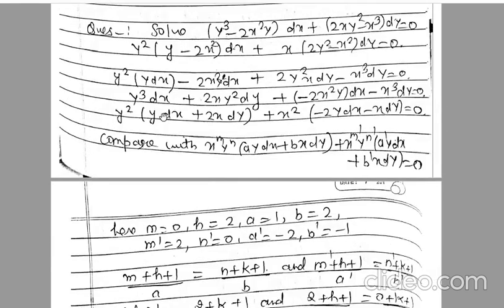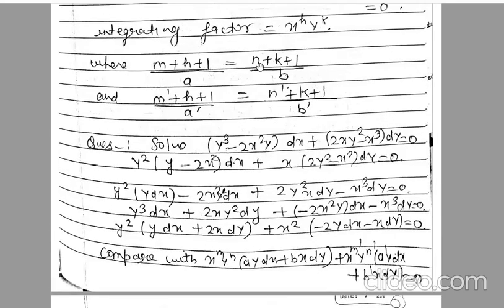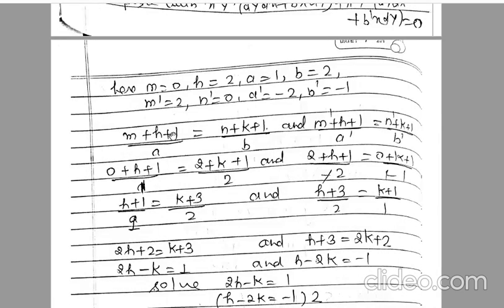So now you will get here m is equal to 0, n is equal to 2, you can see that n is equal to 2. y dx, so a is the y coefficient, a is 1 here. bx dy, b means 2 here. And x square, that means m dash is 2 here, n dash is 0 because no y term is here, a dash is minus 2, b dash is minus 1, right? You have all your values. Now the next step is to put all these values here, right? So you will get m plus h plus 1 upon a is equal to n plus k plus 1 upon b, and m dash plus h plus 1 upon a dash is equal to this one. So write these values here.